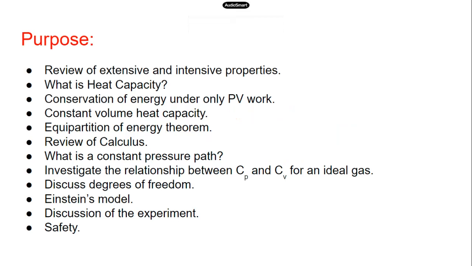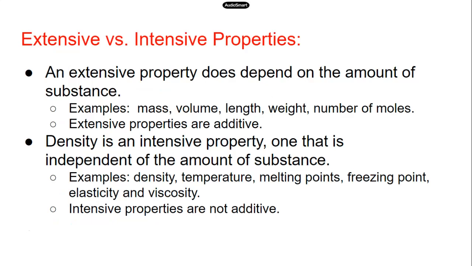We're going to talk about constant volume heat capacity. We're going to talk about the equal partition of energy theorem. Then we're going to review some calculus. We need this calculus to move forward with the relationship between CP and CV. We're going to discuss degrees of freedom, the Einstein's model. We're going to discuss the experiment, even though we're not going to do it this semester, and then of course, safety.